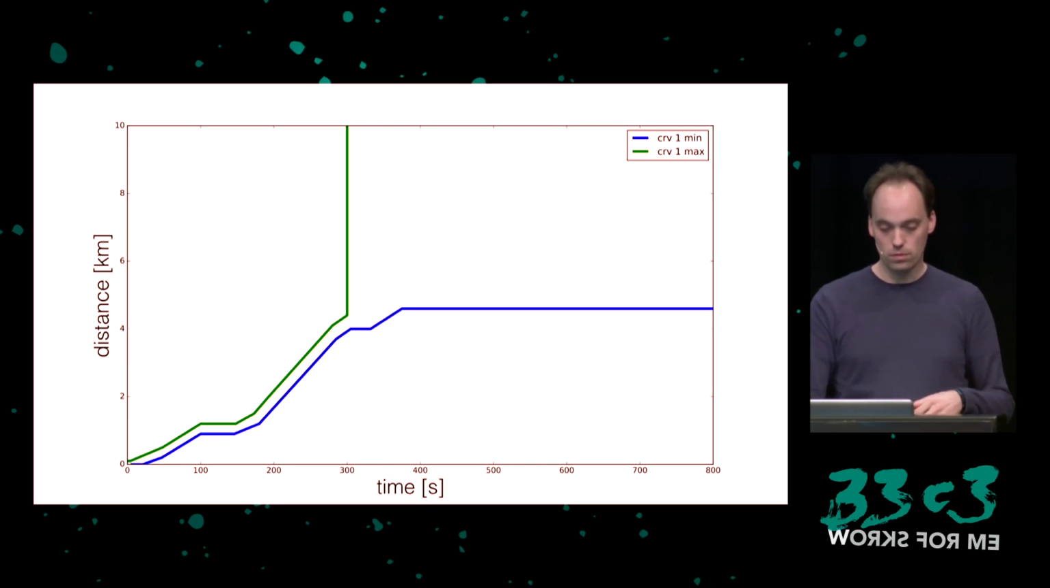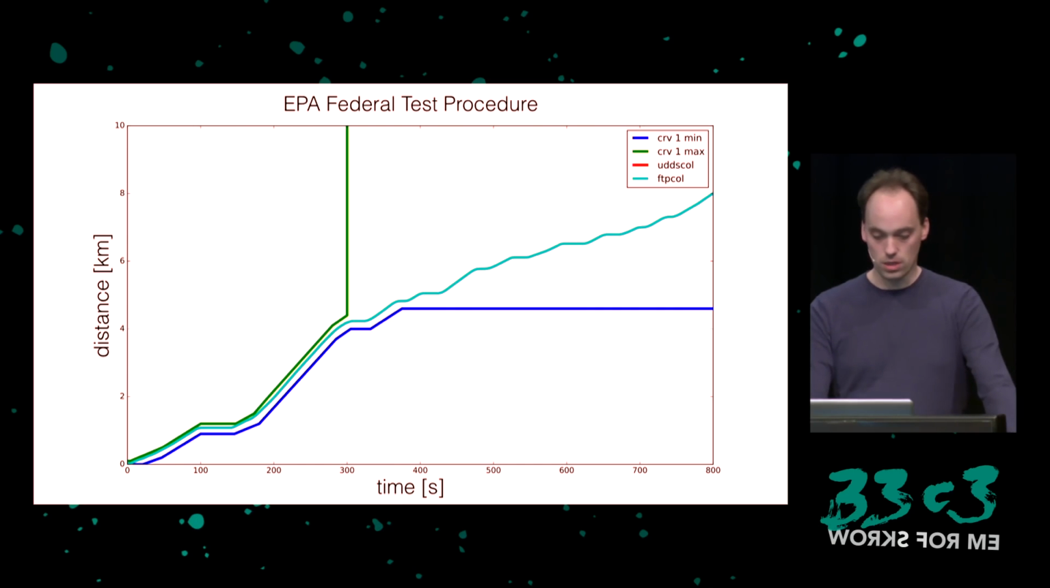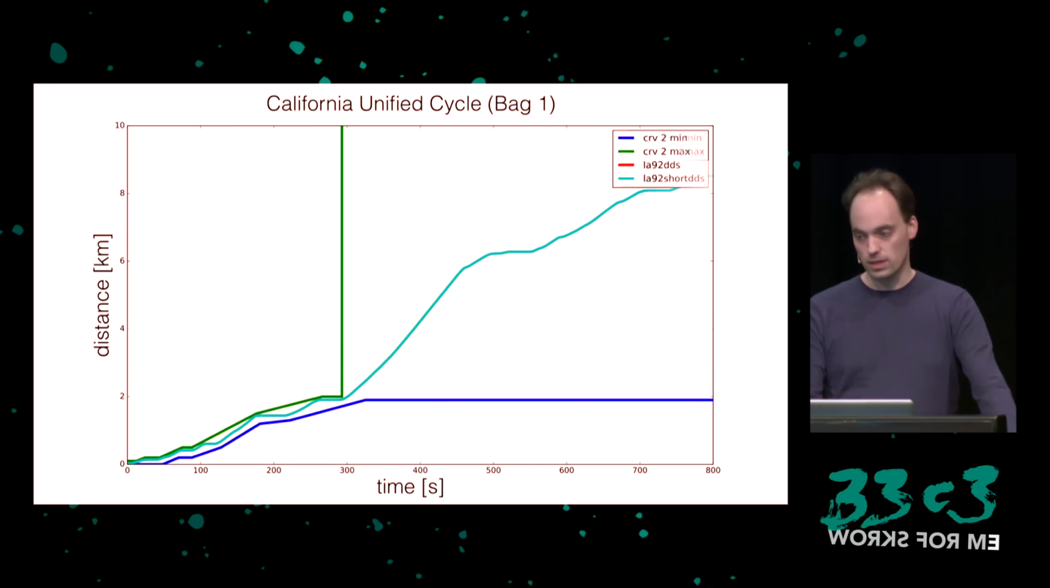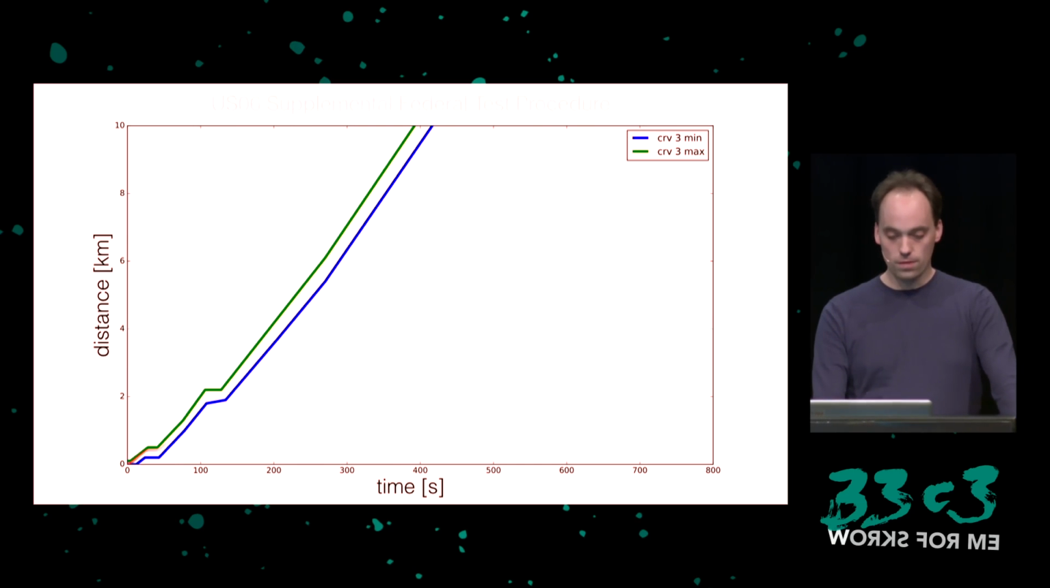This is one of them. There are many more test cycles in the US. So there's another curve that matches this. And this is a curve stored in the software. And this is the corresponding test cycle. And there are a lot of them.